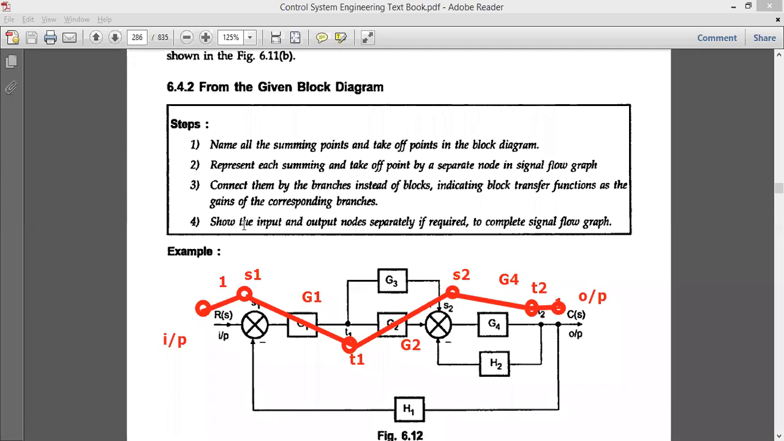And point number 4, show the input and output node separately. So I have shown a separate node here for input. You can see before S1 I have taken one extra node represented for this particular input, and I have taken a separate node at the output, that is C of S, or output, representing a separate node for them, so that my complete signal flow graph will be done.